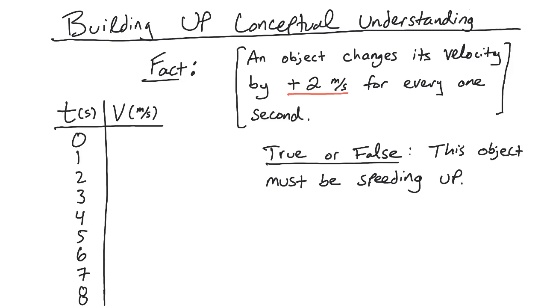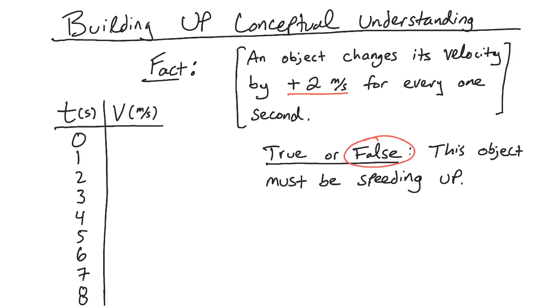All right, well, you've thought about it. Let's see the answer. The answer to this question is false. This object must be speeding up, not necessarily true. Now, you might have relied upon the previous example to guide your intuition, and that was great if you did. Nice job there. But there's something else going on here, and I want to share that with you.